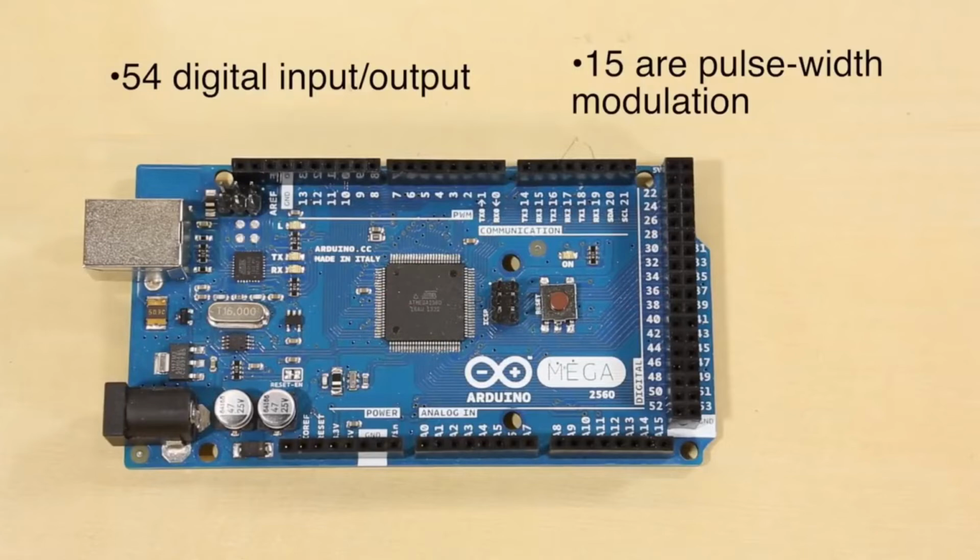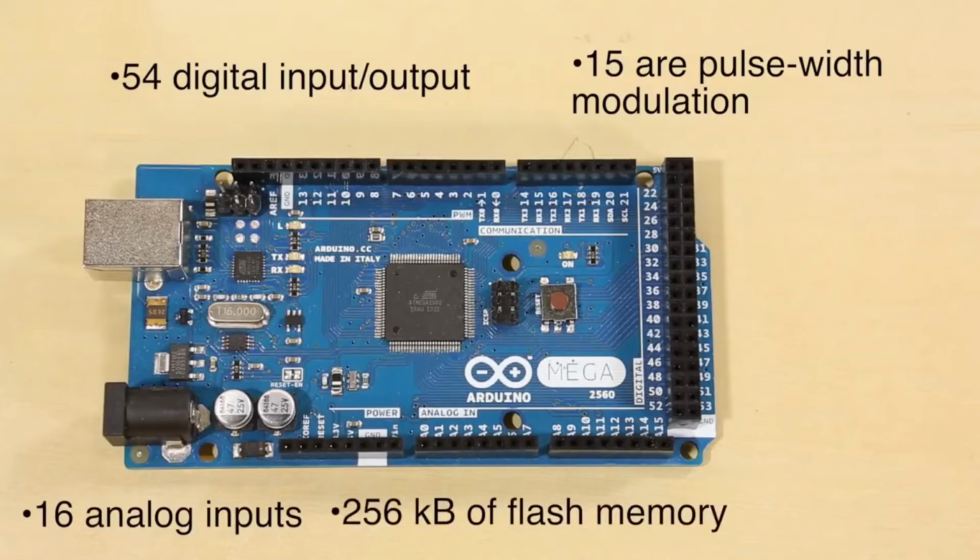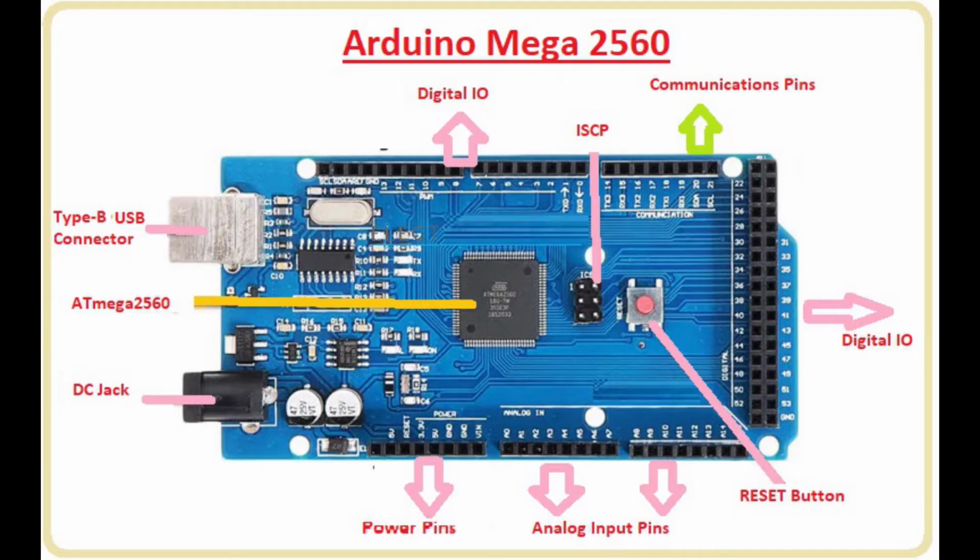If supplied with less than 7 V, however, the 5 volts pin may supply less than 5 volts and the board may become unstable. If using more than 12 V, the voltage regulator may overheat and damage the board. The recommended range is 7 to 12 volts. Arduino Mega has Mega 2560 microcontroller with operating voltage of 5 volts and recommended input voltage of 7 to 12 volts. Arduino Mega has a flash memory of 256 kilobytes, of which 8 kilobytes used by bootloader, 8 kilobytes SRAM and 4 kilobytes EEPROM.